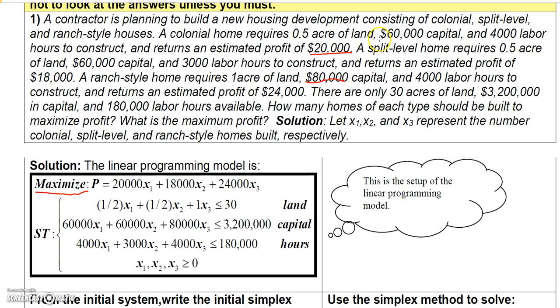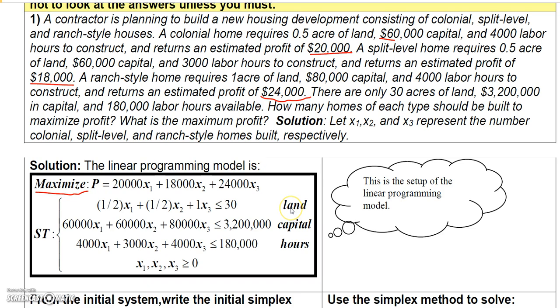There it is. Okay, so here's the profit. So your X1 homes will profit $20,000. Your X2 homes will profit $18,000 each, and your X3 homes will profit $24,000 each. Okay, so your total profit would be 20,000 X1 plus 18,000 X2 plus 24,000 X3.